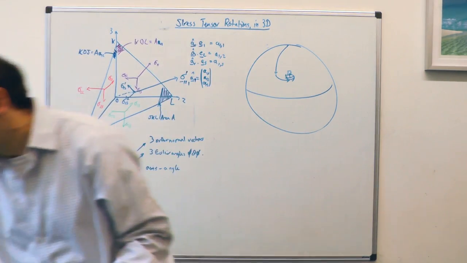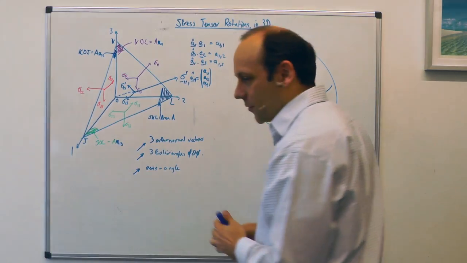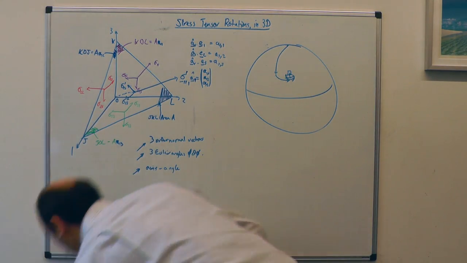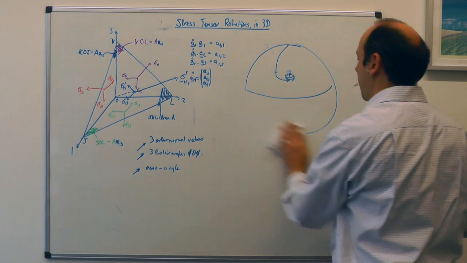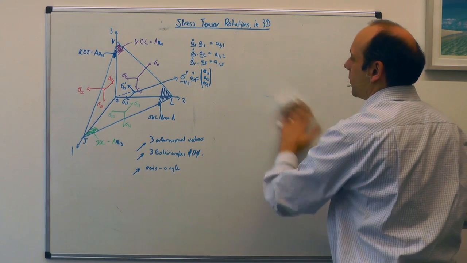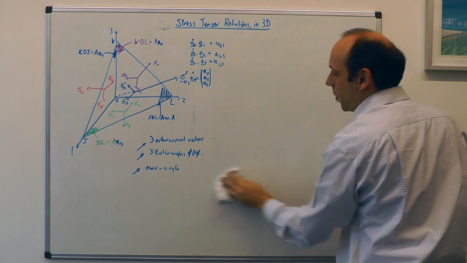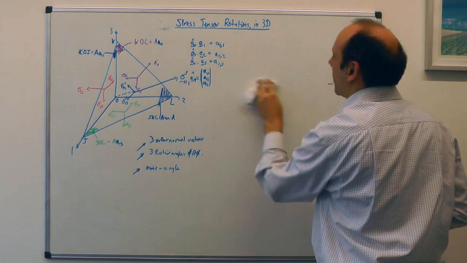structure. So I do need three angles to describe an orientation, and those are the three independent components in my orthonormal vectors, or my three Euler angles, or the three independent components of my axis angle pair.